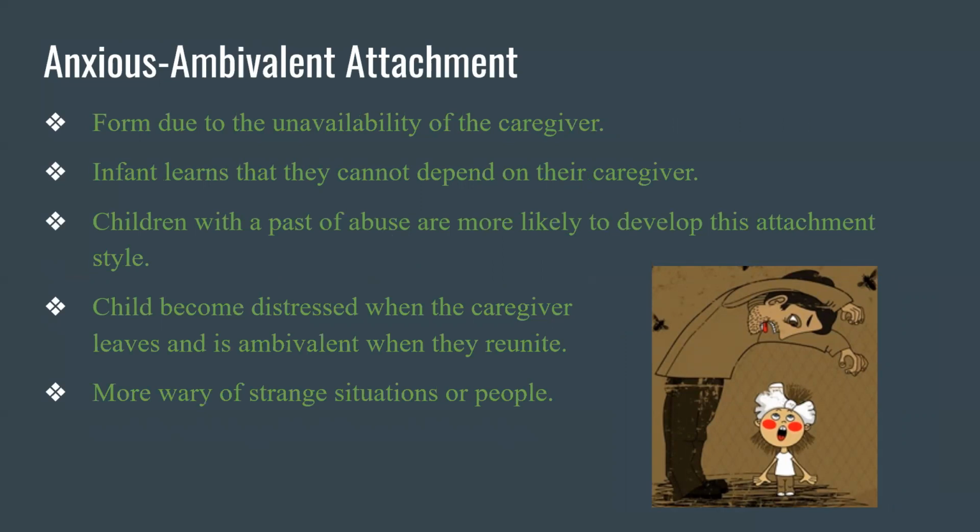Anxious ambivalent attachments are generally formed due to the unavailability of a caregiver. The infant learns that they cannot depend on the caregiver to always be there when they need them. These children become very distressed when their caregiver leaves and often ambivalent when they reunite. These children are more wary of strange situations or people. Later research suggests that children with a past of abuse are more likely to develop this attachment style.